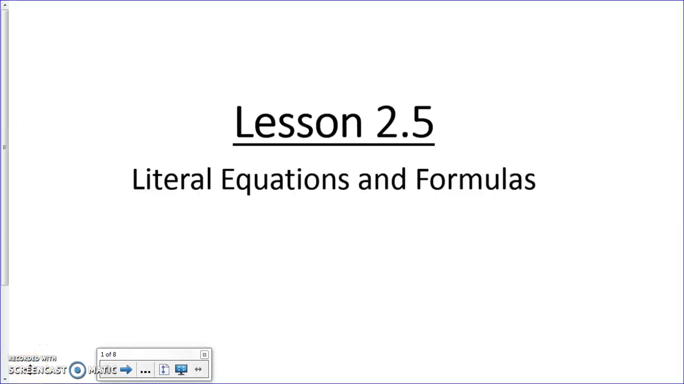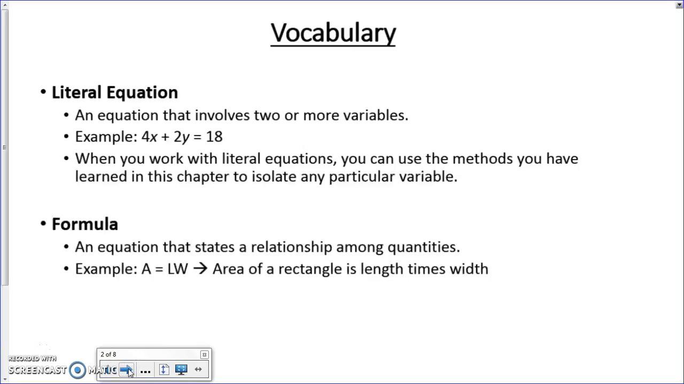Lesson 2.5, Literal Equations and Formulas. A literal equation is an equation that involves two or more variables. An example: 4x plus 2y equals 18. This is an equation because it has an equal sign and it has two variables in here, x and y.